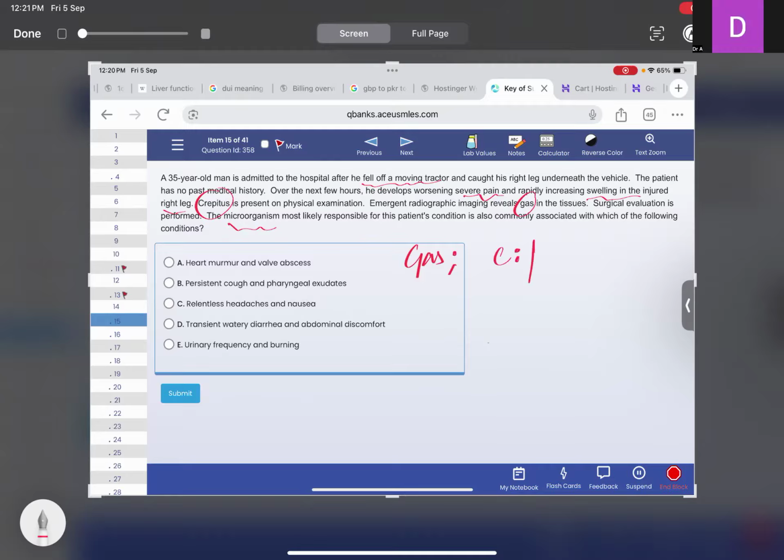Clostridium perfringens. And where do you see these types of cases? Which ward? You will come across such cases in hospital if the patient after injury gets gas gangrene, right? In the plastic surgery ward, right? We see lots of cases like this.